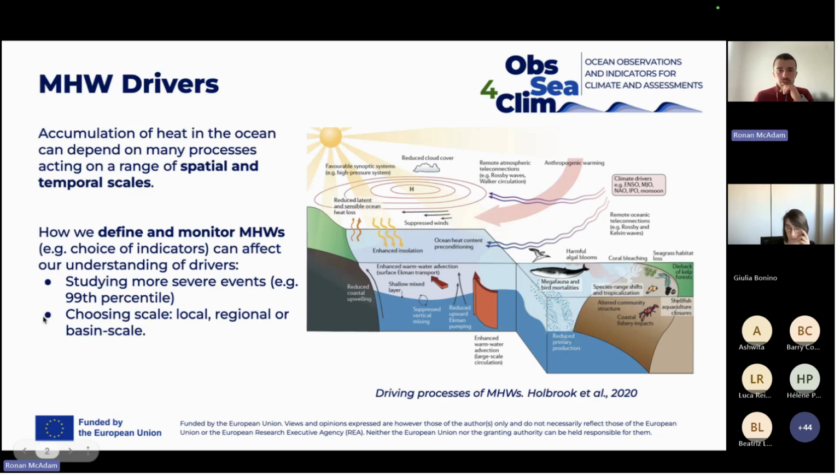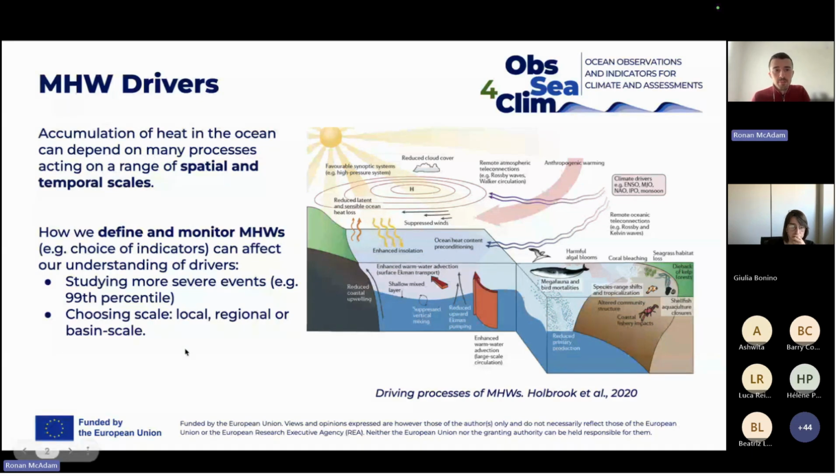So why all this discussion on the types of drivers? Well, how we define and monitor marine heat waves, in other words, our choice of definition and indicator, can affect our understanding of drivers. That's probably a negative way of putting it. Let me put it this way. Whatever driver we want to study, we need to think carefully about how we're defining the marine heat wave. For example, you could study, as Ronan has shown, heat waves defined relative to the 90th percentile, the 95th, or the 99th. And it could be that the drivers of these different severities differ.